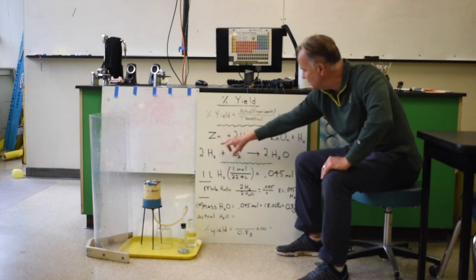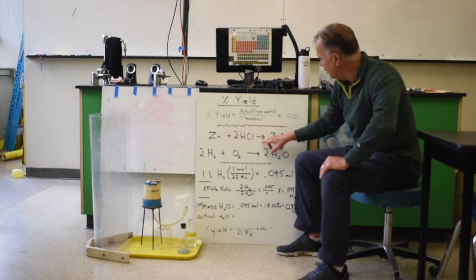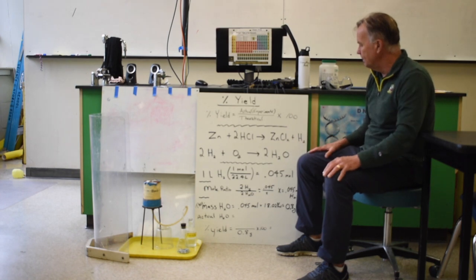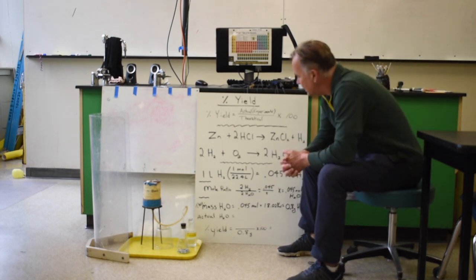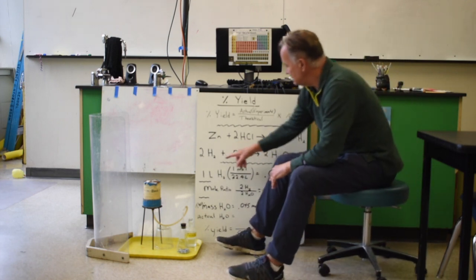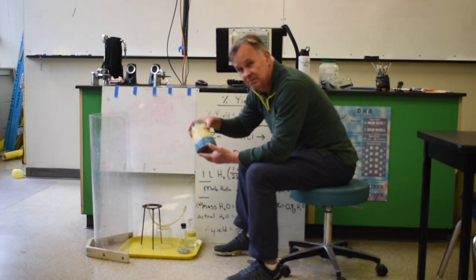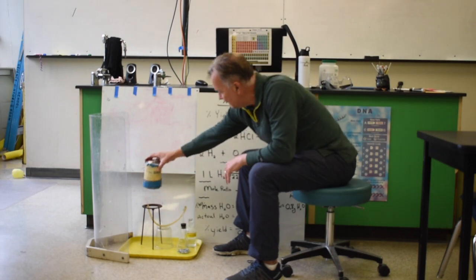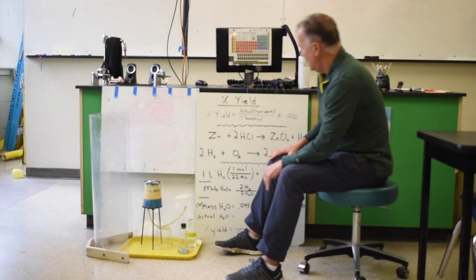You can see it's balanced. 1 mole to 2 will produce 1 mole and 1 mole. Okay, remember, hydrogen is diatomic. All right, then what I'm going to do is I'm going to collect this hydrogen in this can here, which is about 1 liter. Okay, all right.